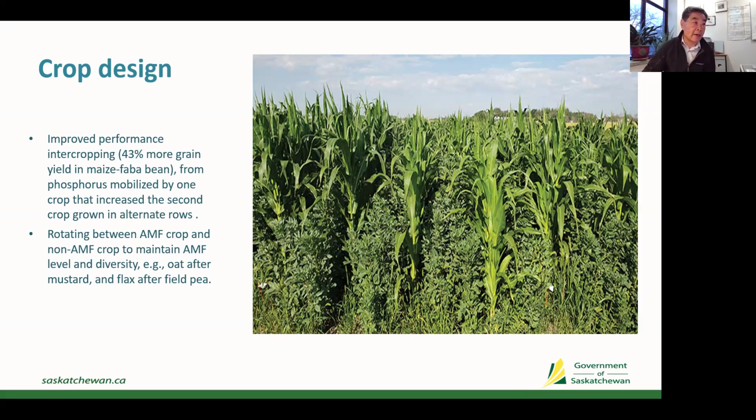Another thing you need to think about is the crop design. Particularly when the soil P supply is low, you could grow an intercrop. Improved performance from intercropping has been found by several research studies. One study found 43% more grain yield in maize and faba bean intercropping, which resulted from the P mobilization by the faba bean.